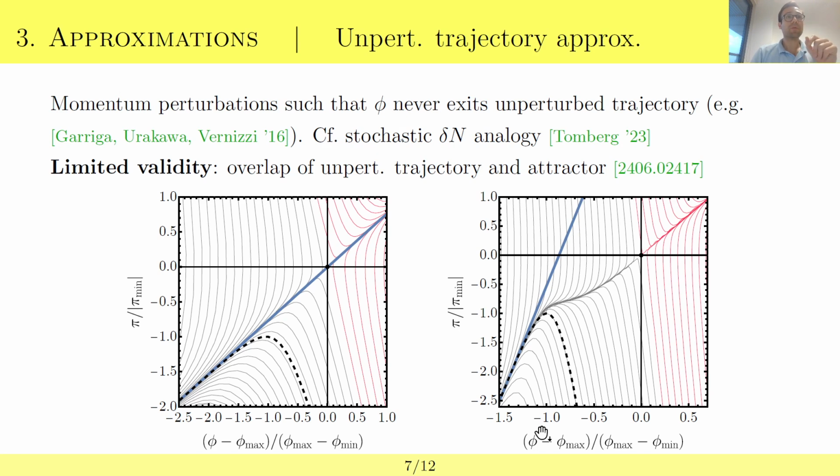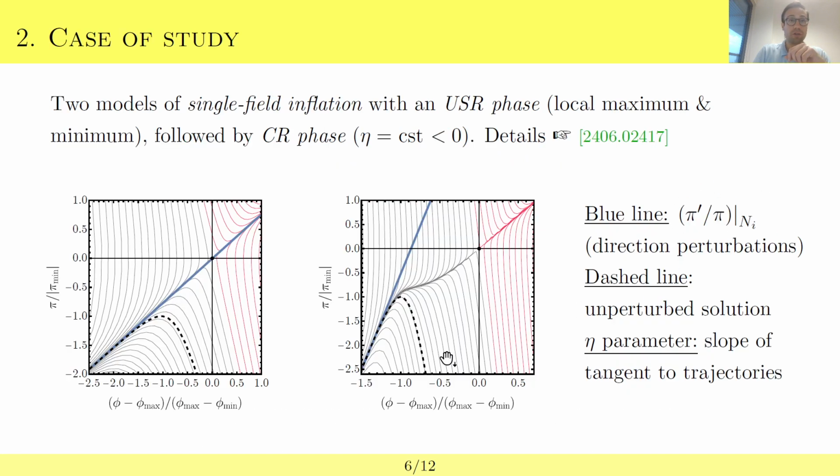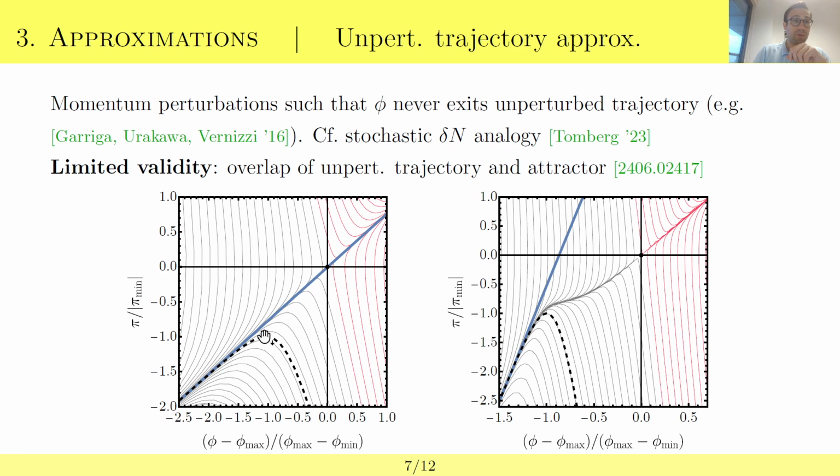Okay, so before moving into the comparison between stochastic and delta N formalisms, let me review a couple of standard approximations that have been used in the literature. The first one of them is what we have called in our paper the unperturbed trajectory approximation. This has been used extensively because it's very economical from a computational point of view, and it essentially consists of perturbing the inflaton not along the blue line, which would be consistent with this condition here, but along the background or unperturbed trajectory.